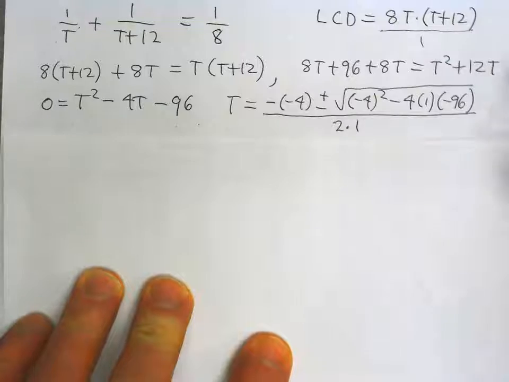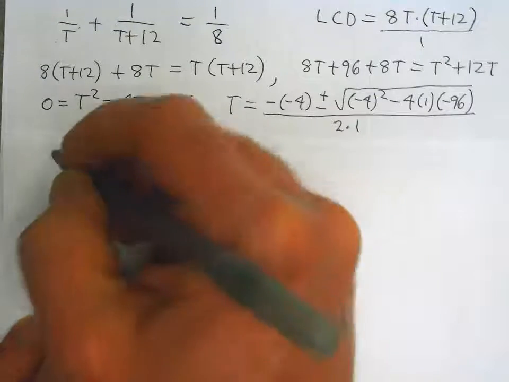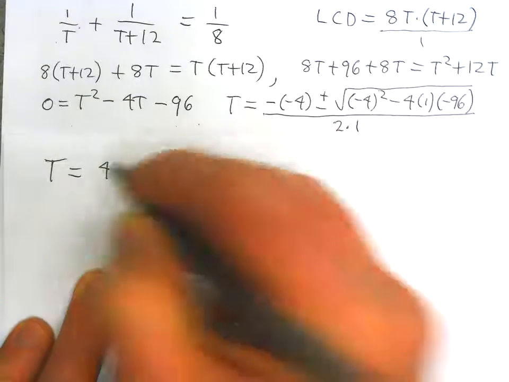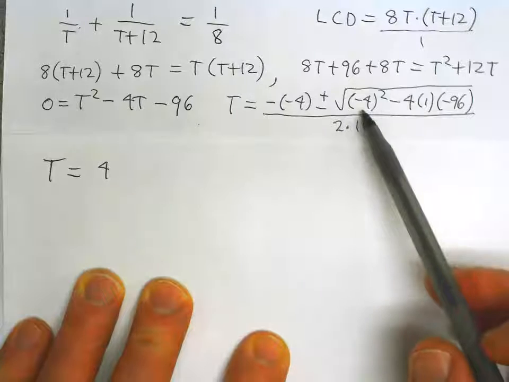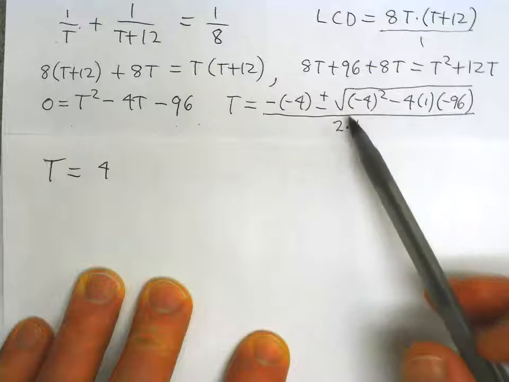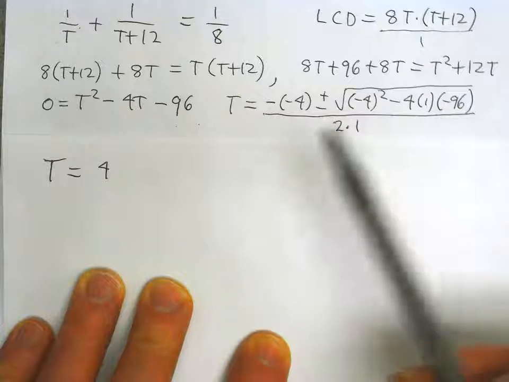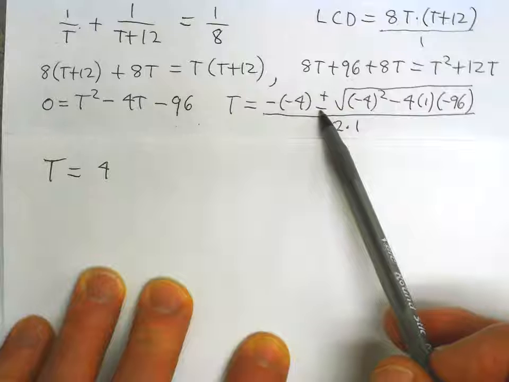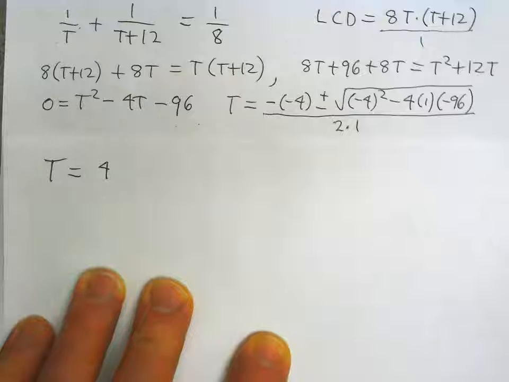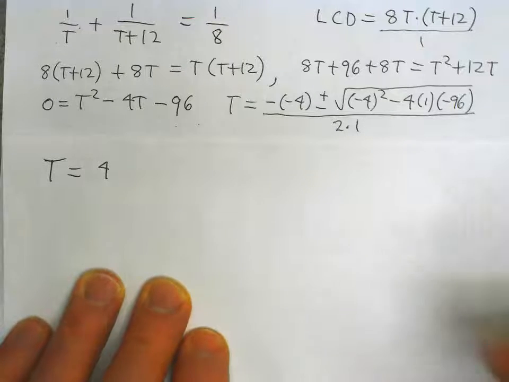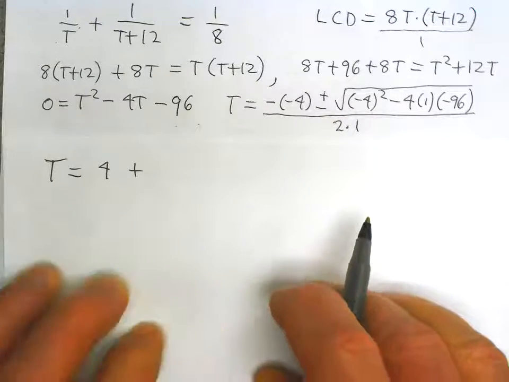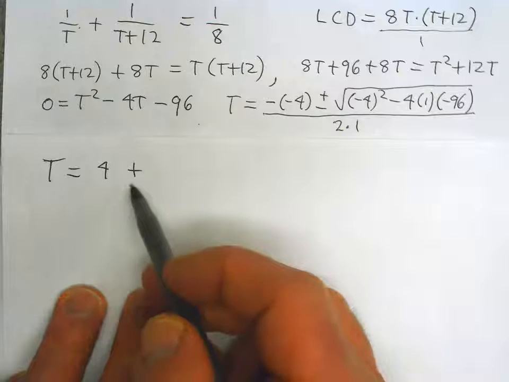Okay, so now we just do arithmetic. T is equal to, let's see, the negative of negative 4 is 4. If you analyze what's inside the square root, you'll realize that the square root of this number is going to be bigger than 4. So the solution that we get by subtracting is going to be negative. And we don't want a negative solution, we want a positive solution. So I'm just going to write plus instead of plus and minus, because the only solution that makes sense is the positive one.